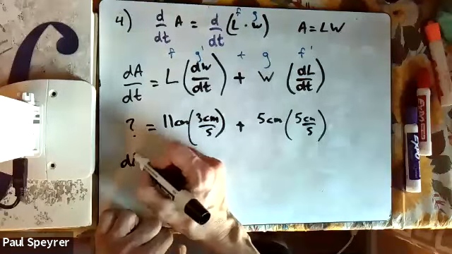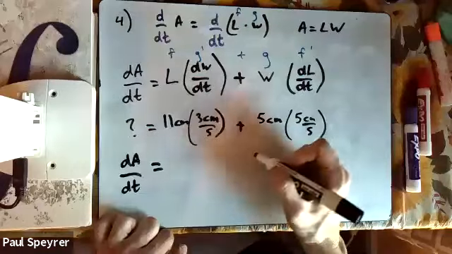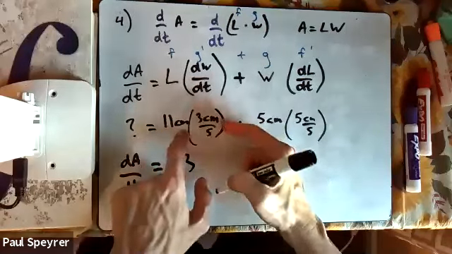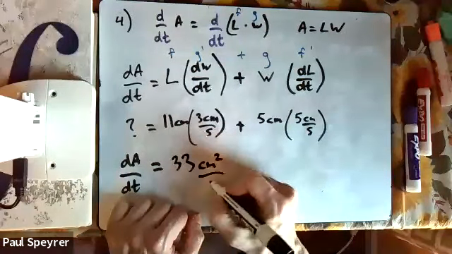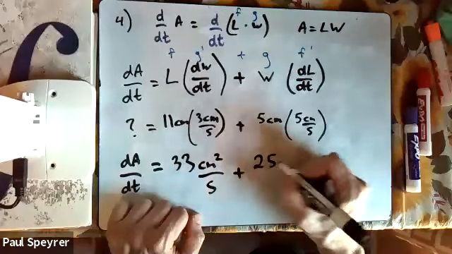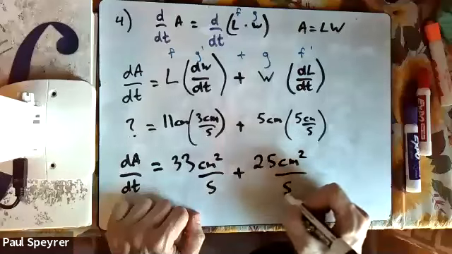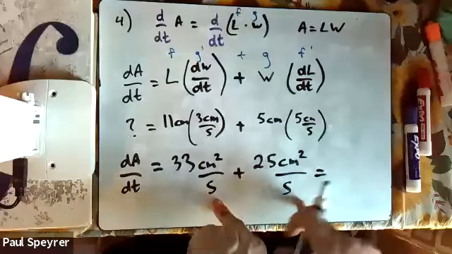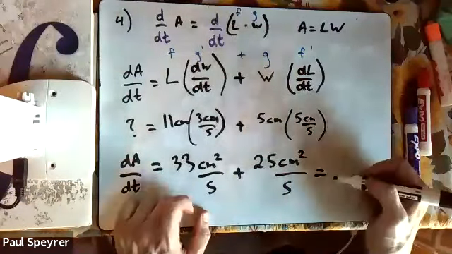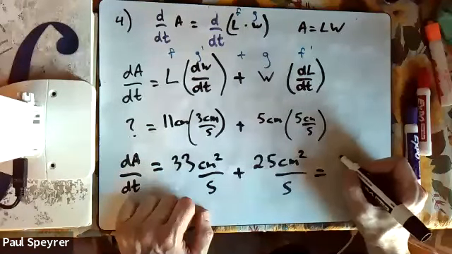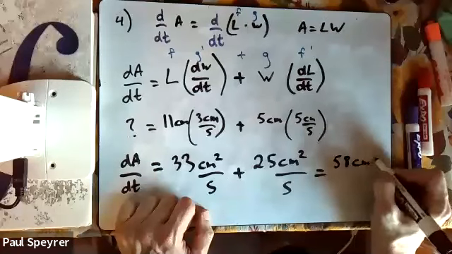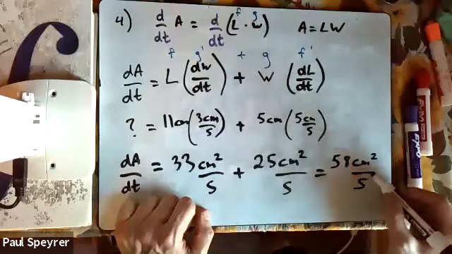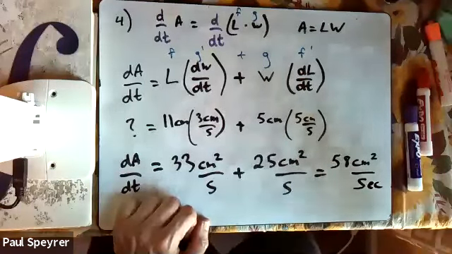So what do we get? dA/dt equals, well, that's what happens right here. What's 11 times 3? It's 33. Centimeter times centimeter is centimeters squared, or square centimeters per second, plus 25 square centimeters per second. And then what's 33 plus 25? We can add these up because the units are alike. If these units were not alike, we could not add them. So 33 plus 25 is 58, and then centimeters squared per second. I'll write out "second" so that you don't think it's a 5 accidentally.